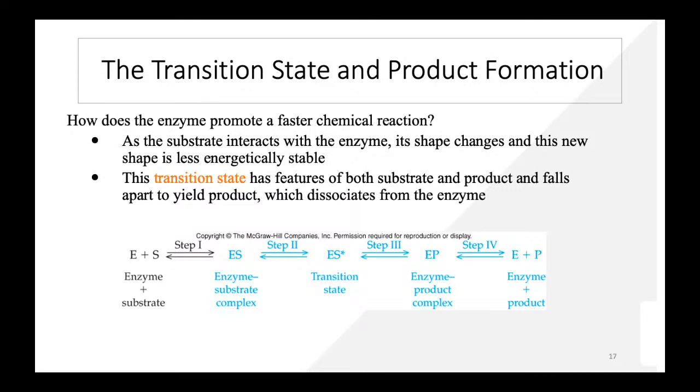So as a substrate interacts with the enzyme, its shape changes, and this new shape is less energetically stable. So this transition state that is being formed, the enzyme-product complex, is quite unstable. This transition state has features of both substrate and product, and falls apart to yield products which dissociate from the enzyme. So that's how this reaction plays a major role.